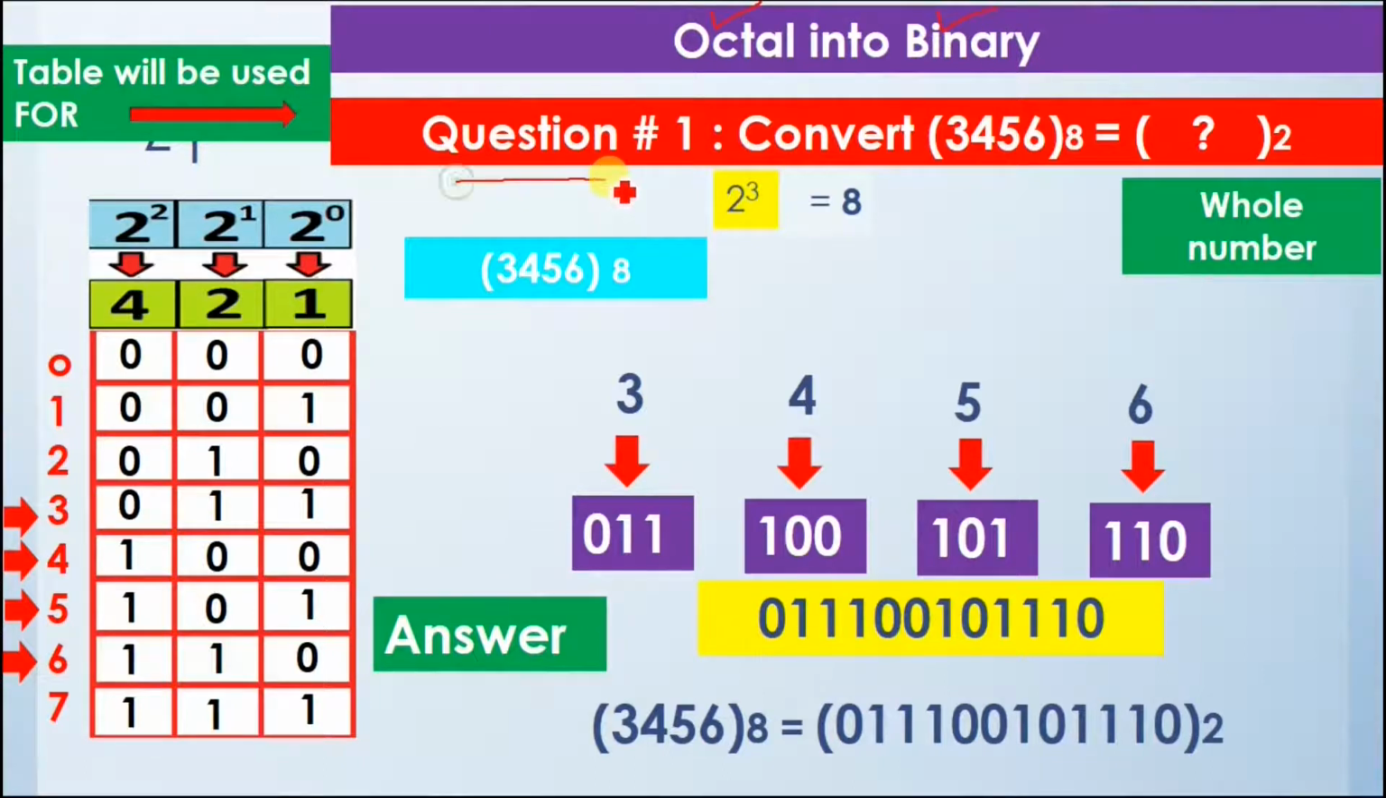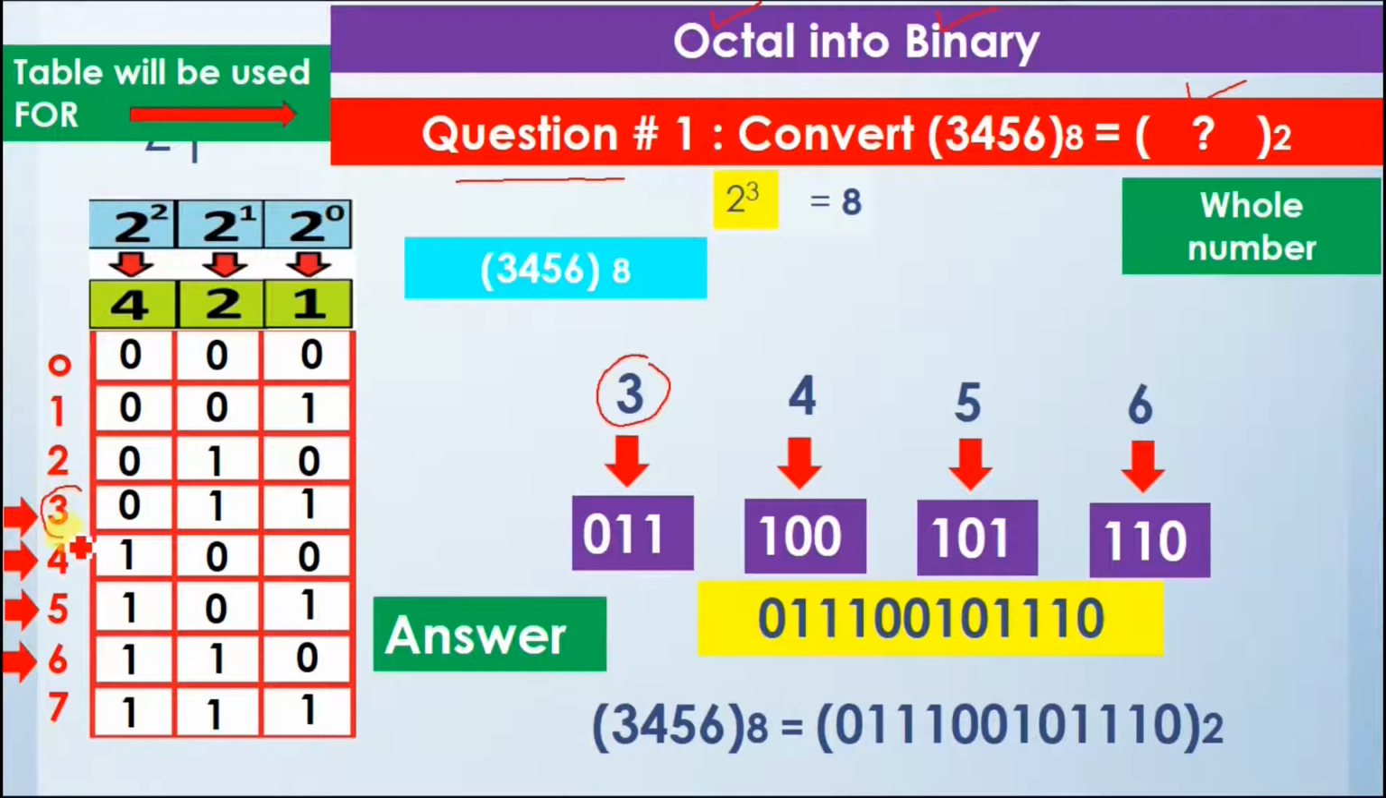So this is question number 1, in which we have to convert 3456 in octal, and we have to convert it into binary. So here is the number written 3456. Next, what we are going to do is that we are going to pick the first digit, which is 3, and we will find its value inside the table that we created in the starting videos. If you don't know how to create the table, you can look at those videos and understand it.